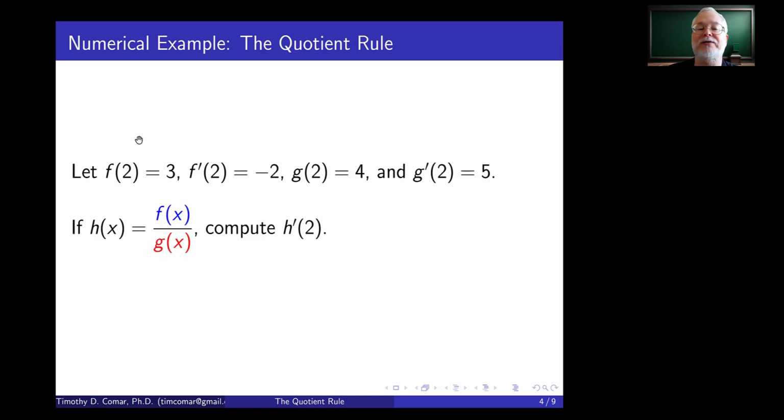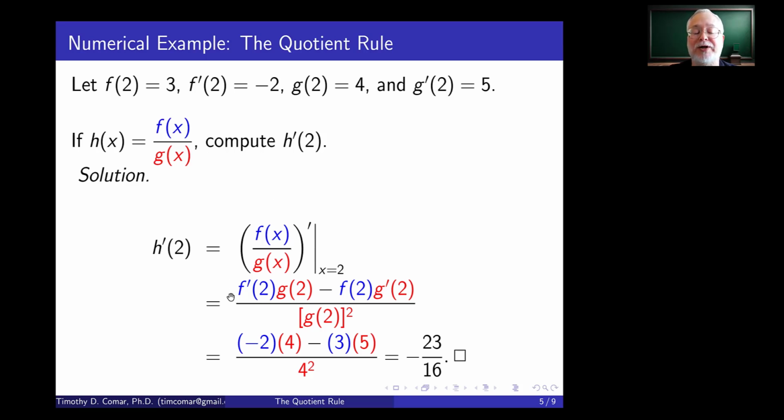So here is a numerical example, and we're given some function and derivative values here. So we have that f of 2 is equal to 3, f prime of 2 is equal to negative 2, g of 2 is equal to 4, and g prime of 2 is equal to 5. If h is f divided by g here, we want to compute h prime of 2.